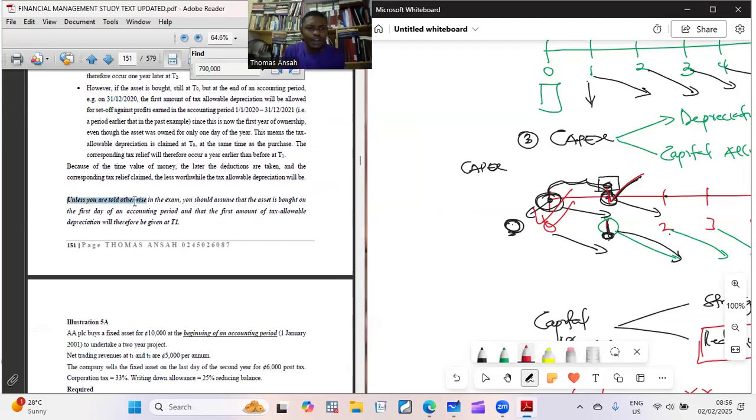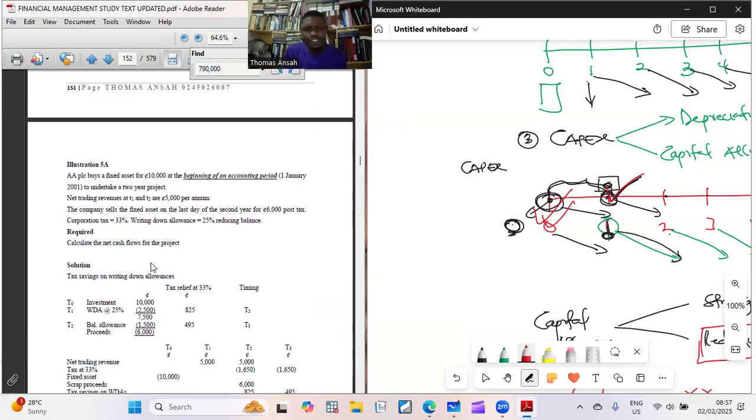But please, unless otherwise stated in the exam, you should assume that the asset was bought on the first day of the accounting period. The capex we put at year zero. We are saying that even though we put it at year zero, you should assume that it was at the beginning of the accounting period. So this is the issue you should be very, very careful about.